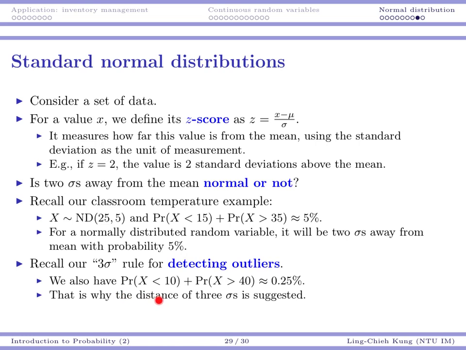So that's why the distance of 3 sigmas is suggested. Suppose that variable follows a normal distribution, then it's so unlikely for a value to be 3 sigmas away from the mean. And if that happens, you should take a look at it to see whether there is something wrong or it's just so extreme. But you should look at it. So now we have some kind of justification for that. 3 sigma is unlikely to happen. That's why you should look at it.